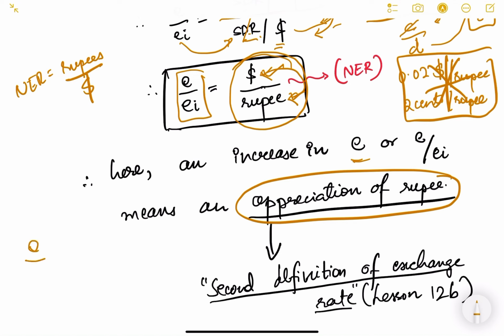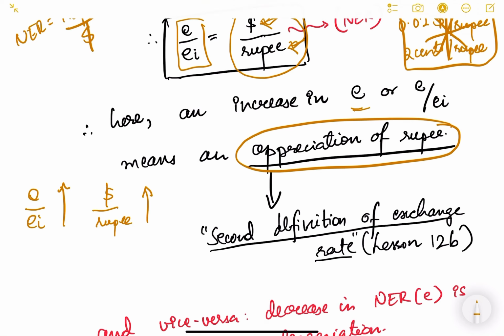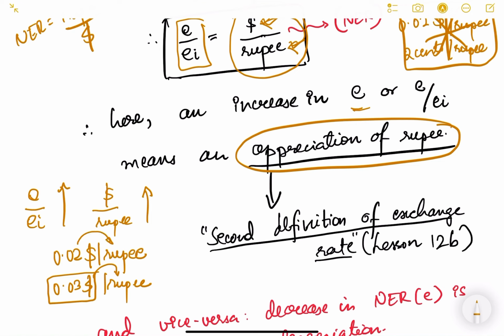Because see, if E upon EI increases, it means that dollar upon rupee increases, right? Dollar upon rupee is increasing. What does that mean? Initially, for example, if $0.02 per rupee was the exchange rate, now if it becomes $0.03 per rupee, it means that now more dollars have to be paid for 1 rupee, right? Initially you paid 2 cents for 1 rupee, but now you are paying 3 cents for 1 rupee. So our rupee has appreciated, our rupee's value has gone up.